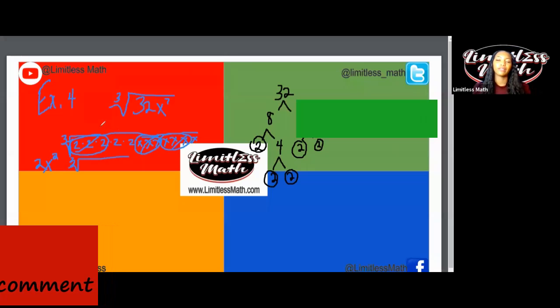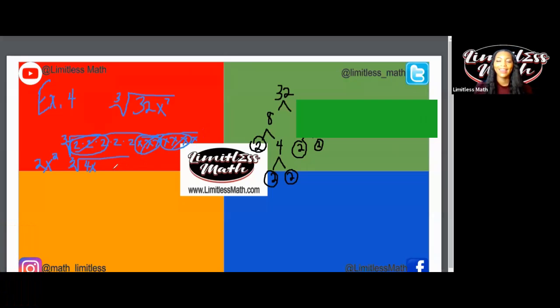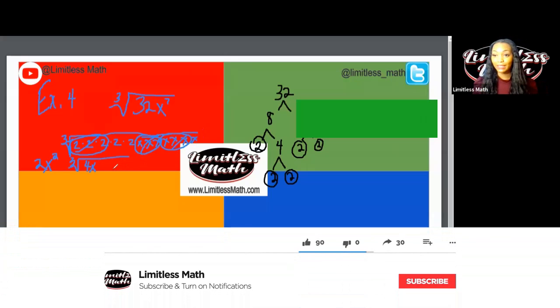So we don't want to leave it as 2 times 2. You want to put that as a number. So 2 times 2 is 4. And then bringing down this x right here. And that is how you would simplify square roots and cube roots using the process of prime factorization.